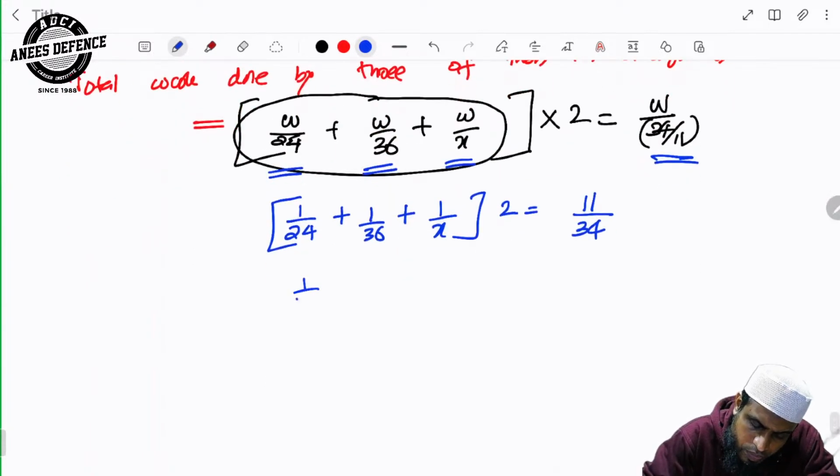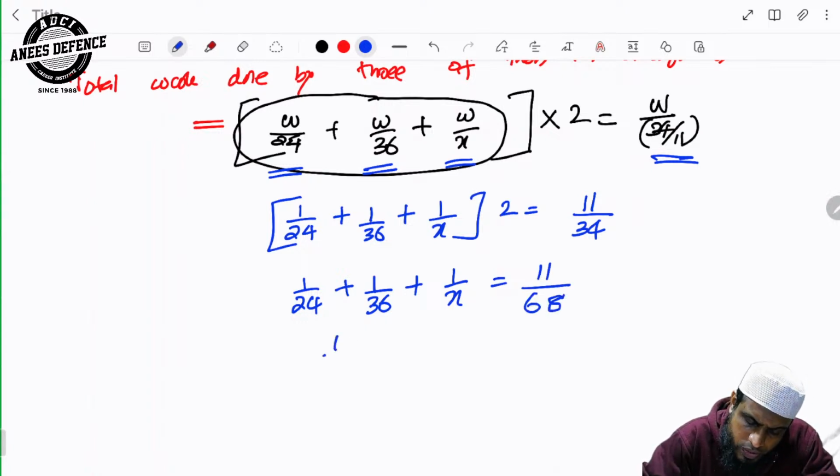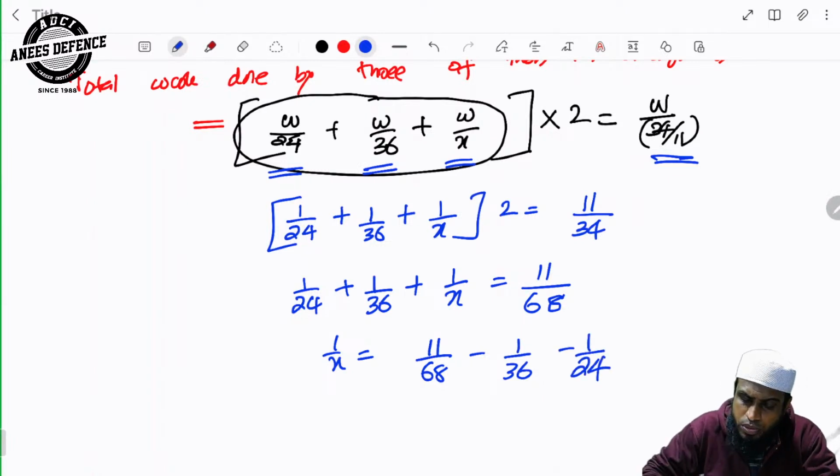So 1 by 24 plus 1 by 36 plus 1 by X is equal to 11 by 2 into 34, that is 2 into 34 is 68. So 1 by X is equal to 11 by 68 minus 1 by 36 minus 1 by 24. Now we have to do the calculation here.